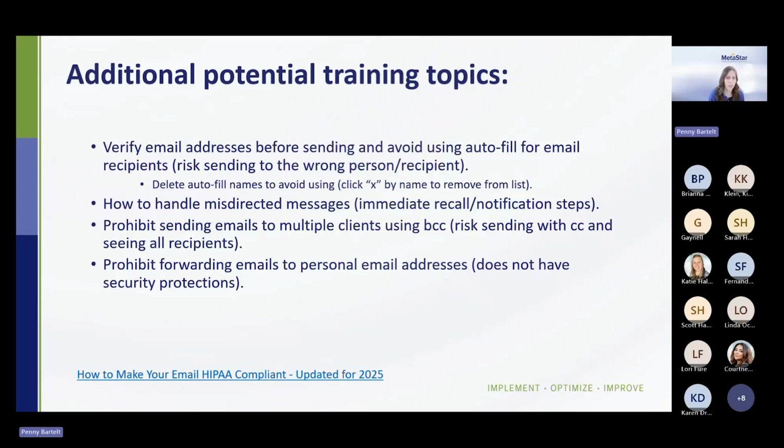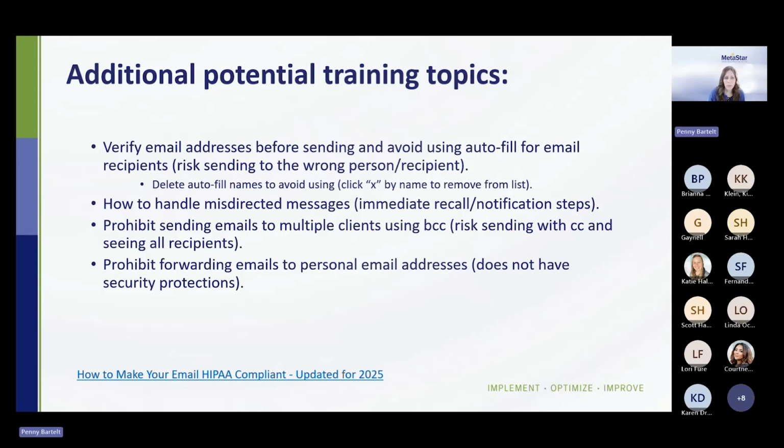How to handle misdirected messages. So internally, how do you handle that? Do you have an immediate recall option, or who do you need to notify if you sent somebody the wrong information? This is another one to consider: prohibit sending emails to multiple clients using that blind CC feature. The reason is there's a risk of accidentally hitting the CC, and then you send it to everyone and they can see all the other recipients. And that right there could be a form of a breach. If somebody's email includes their name, then everyone on that email knows that that's a client of yours.